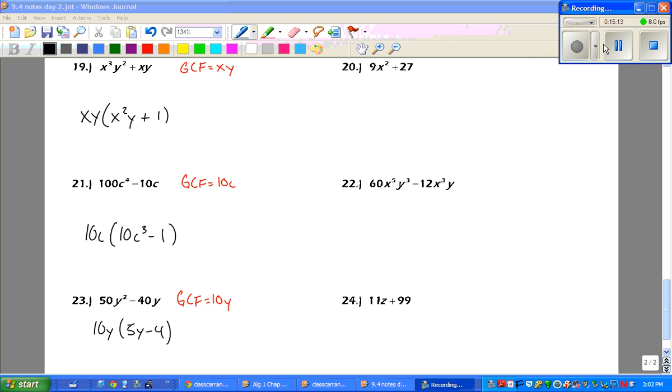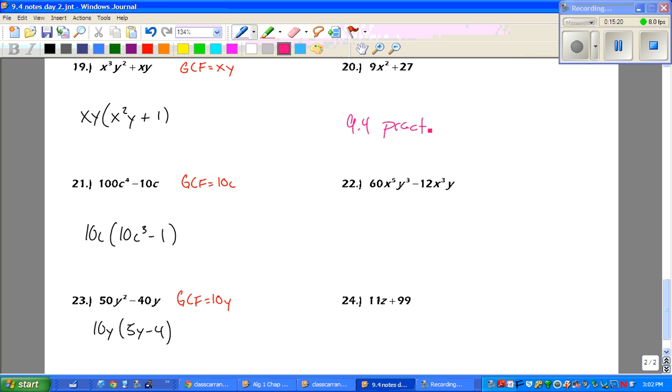Now, for homework is the 9.4 practice day 2. And if you would like some extra credit, you can finish the evens, okay? All of these on the sheet, okay?